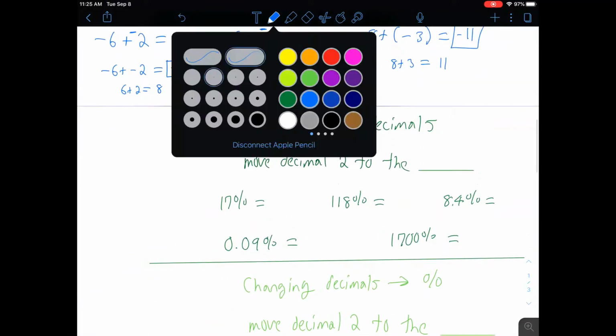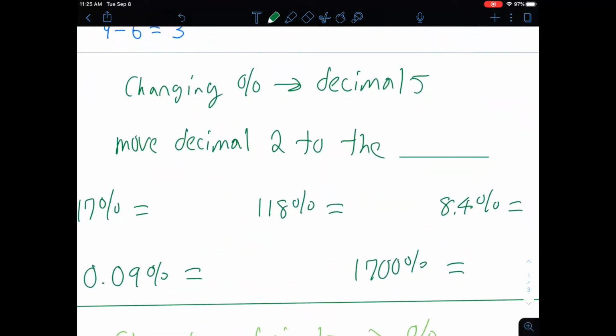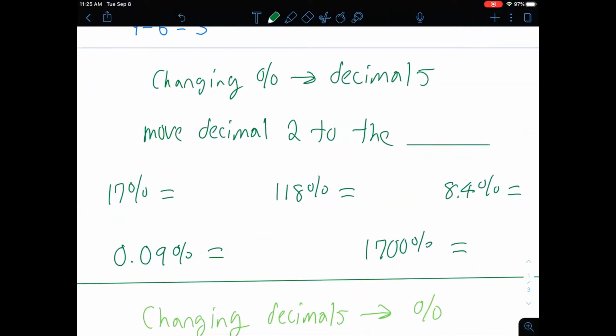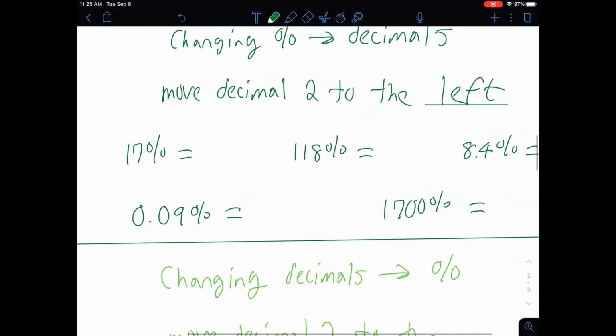Sounds good. Changing decimals to percents. There's a trick. You move the decimal 2 to the left or to the right. Percents to decimals, sorry, we're going to move the decimal 2 to the left. That's all we're going to do.